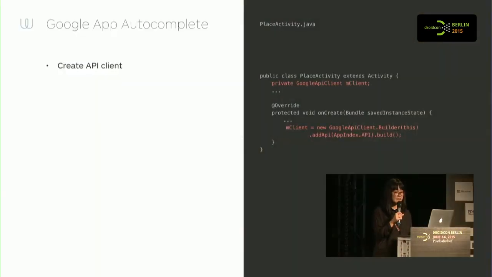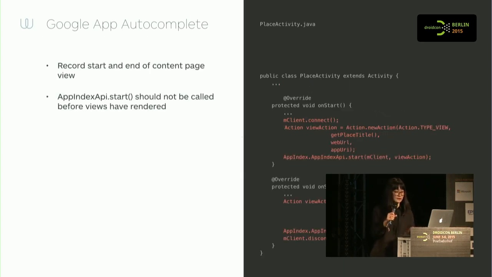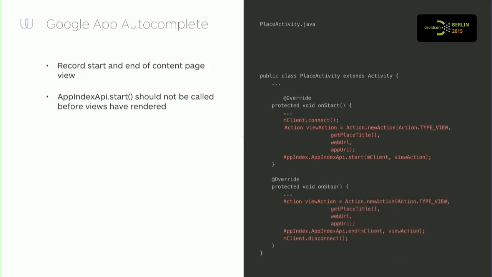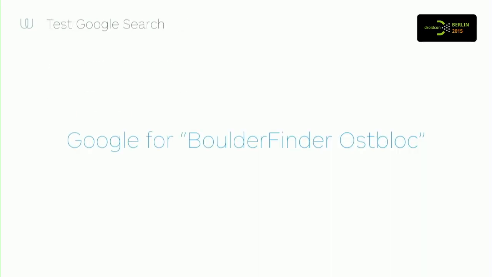And this is optional, but you can also have your app appear in the autocomplete suggestions of the Google app. So for that, create a Google App Indexing API client in onCreate of the activity. Then you can record the start and end of the page views. The start method of the API client should not be called before the views have rendered. So usually this is done in onStart and onStop of the lifecycle. And let's try it out.